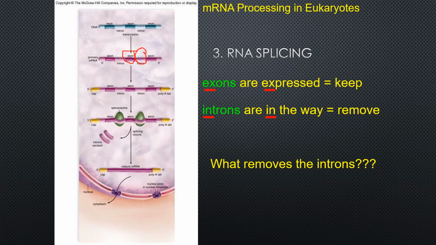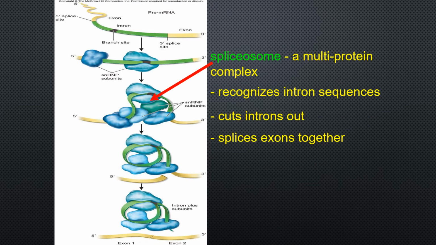Okay, so we are going to take away those introns and remove them. What removes those introns? Lovely name. I always love how these enzymes are named. They're called the spliceosomes, and it's actually more than one protein put into a complex of proteins that recognize those intron sequences and cut them out, and then they splice together the exons. So it has to be a multi-protein complex, right? Because that's a lot of functions. So we call that the spliceosome complex.